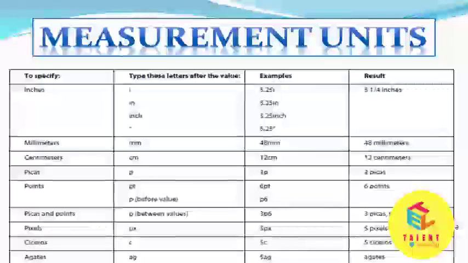Here measurement units are given. Measurement units specify inches, millimeters, centimeters, picas, points, picas and points, pixels, etc. To specify inches, millimeters, centimeters, picas, points, etc., type the letter after the value. I means inches, for example 5.25 i. The result is 5.25 inches.